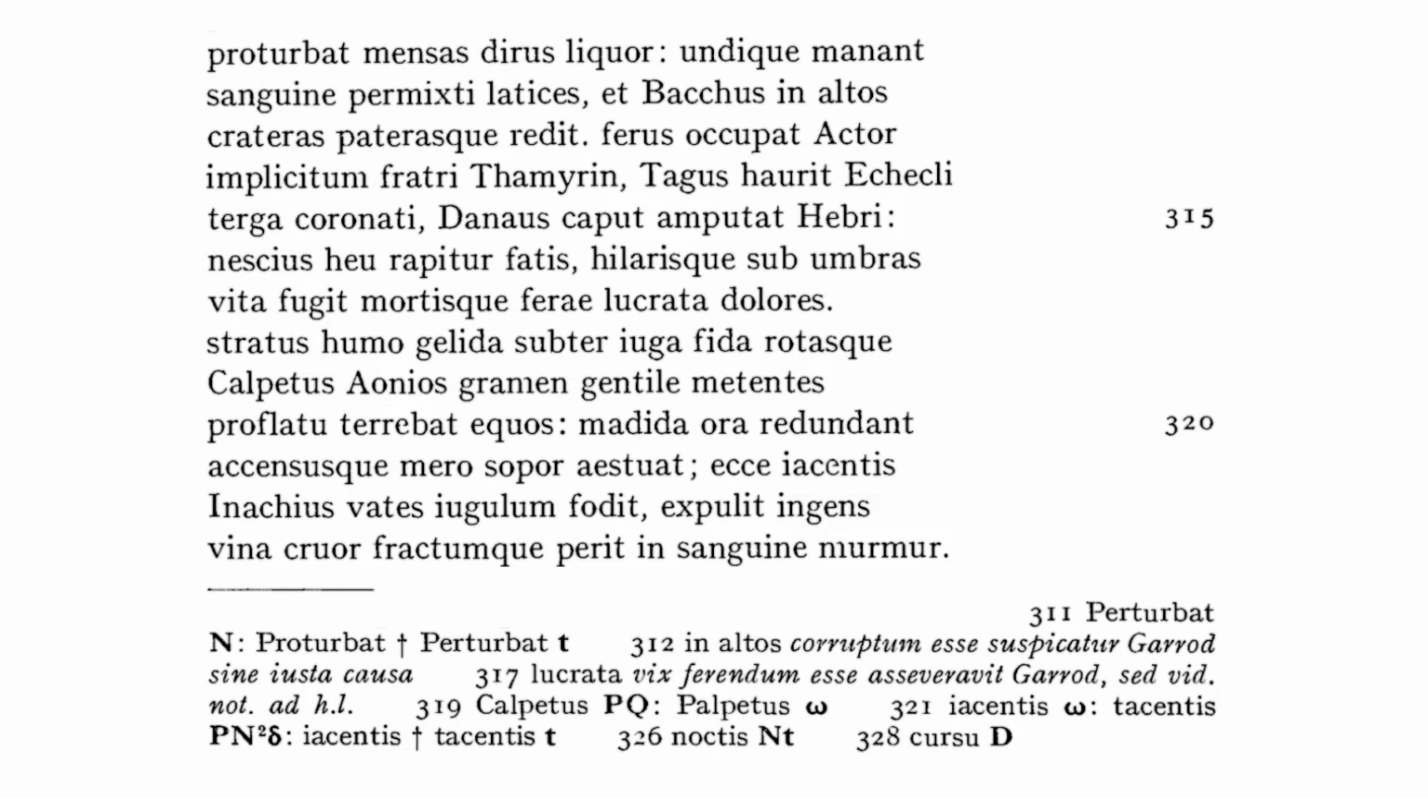When this edition was published, it was practically compulsory for people working with Latin literature to use Latin in the appcrit, and the notes are pretty clear. For line 312, in altos, the note reads, "Garrod suspects this is corrupt, without good reason." For line 317, lucrata, the note says, "Garrod insists this can't be tolerated, but see note on this place." This is a cross-reference to the commentary.